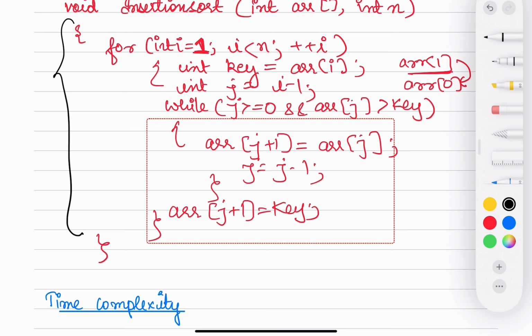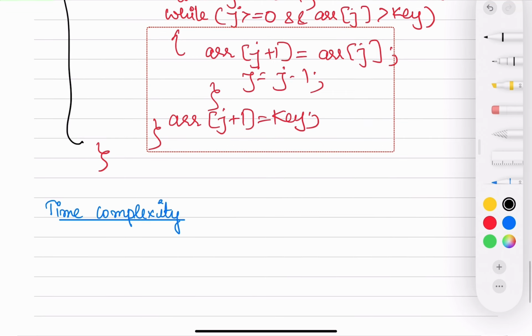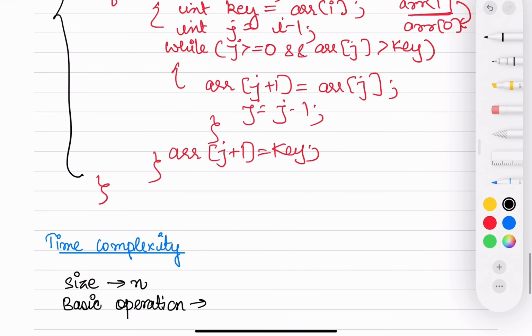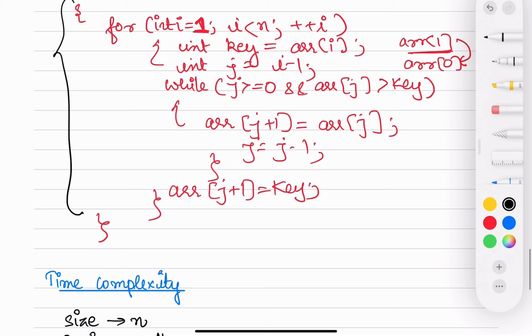The first input we need is the size. The size here is n, and the second is the basic operation. So what do we mean by basic operation? For those who don't know how we calculate time complexity, I'll give a brief introduction. We basically calculate how many times the basic operation is executed. To find that out, we should know which operation, or which line of the code, is the basic operation. In general terms, the basic operation is the line which is executed every time, right?